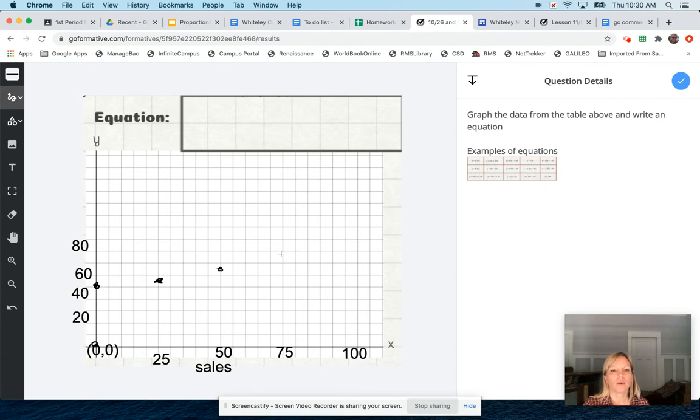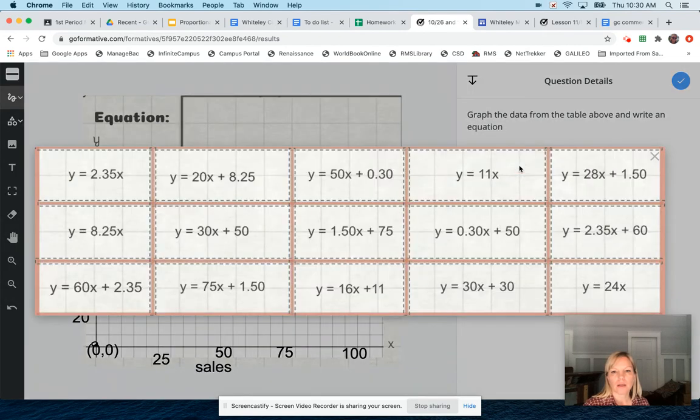Let's talk about the equation. You don't have to connect the line. It's fine. It's not going to be perfect because it's hard to make the spacing perfect. So don't go crazy about it. Let's talk about the equation.